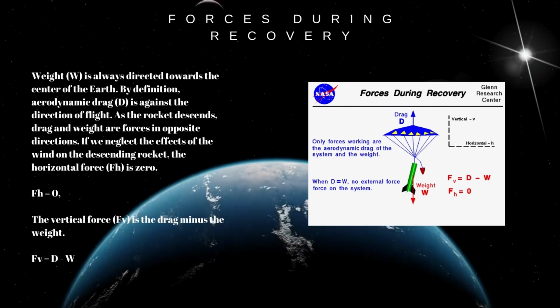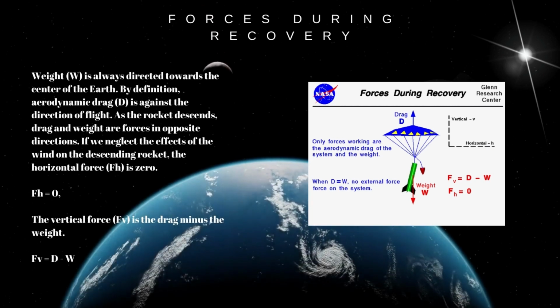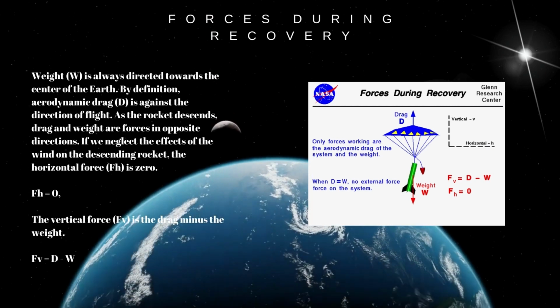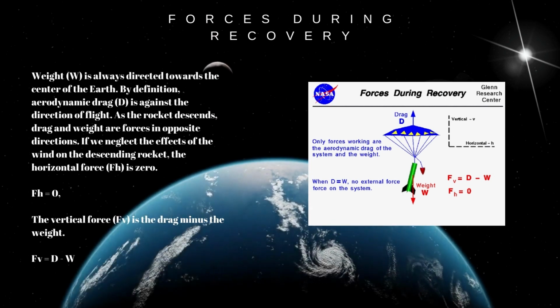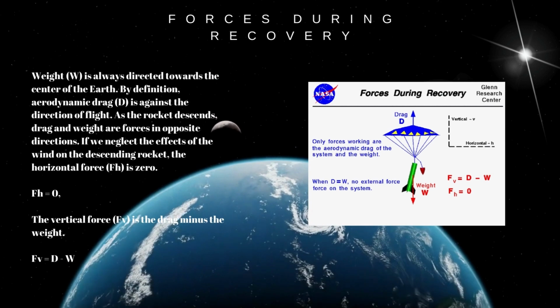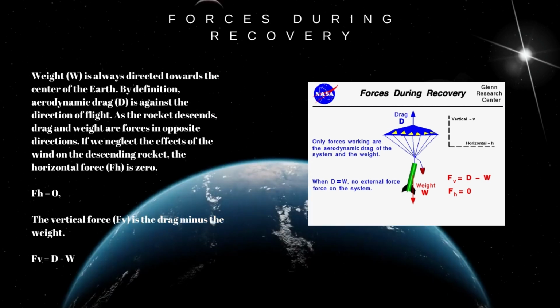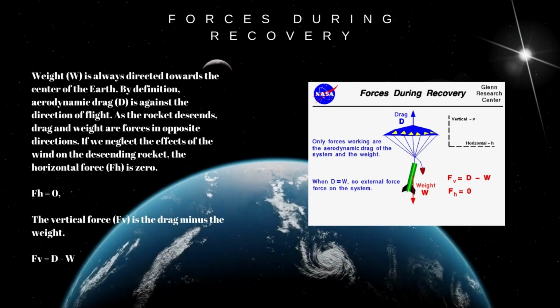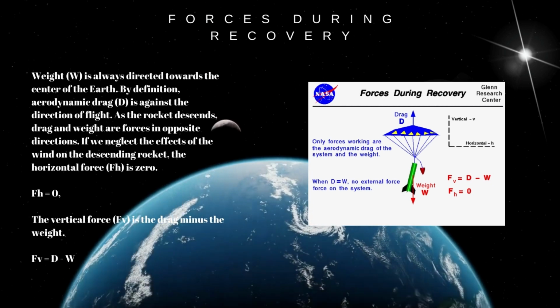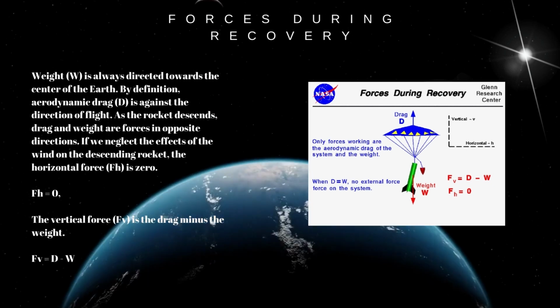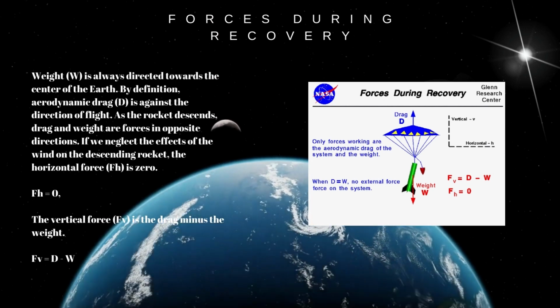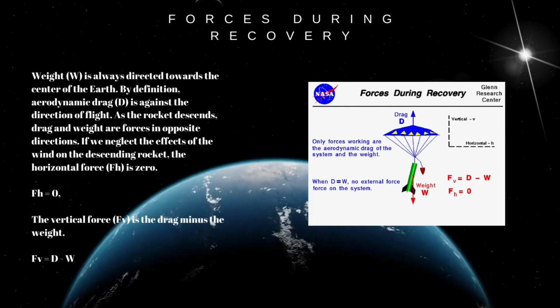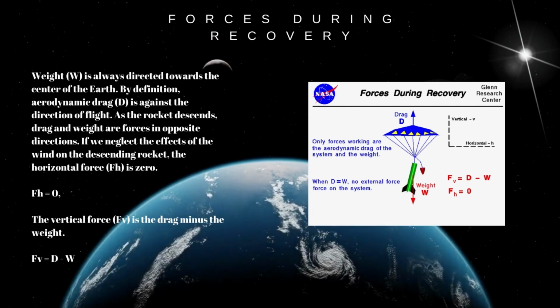Weight is always directed towards the center of the Earth. By definition, aerodynamic drag is against the direction of flight. As the rocket descends, drag and weight are forces in opposite directions. If we neglect the effects of the wind on the descending rocket, the horizontal force is zero. The vertical force is the drag minus the weight.